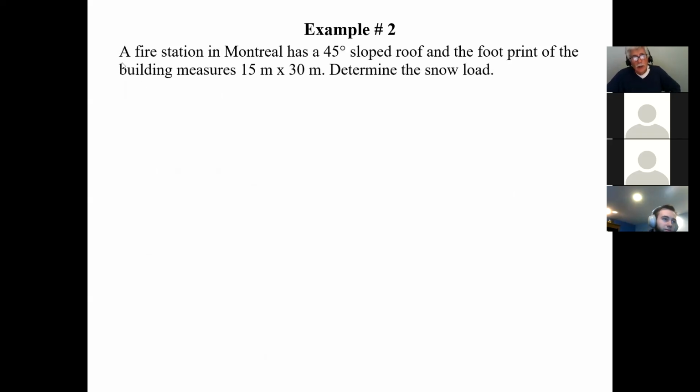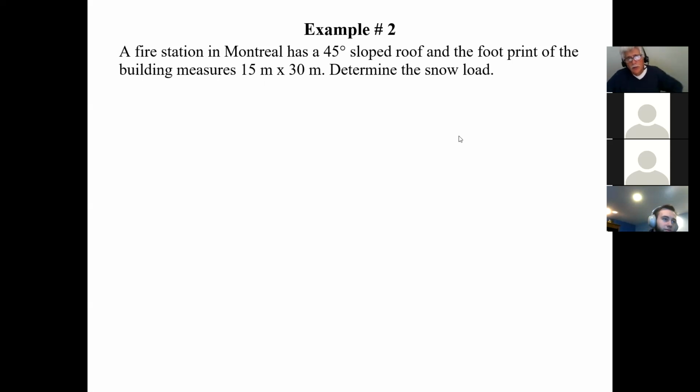I try to bring in some examples so we can apply all the different concepts. Now, a fire station in Montreal has a 45-degree slope roof, and the footprint of the building measures 15 by 30. Determine the snow load. So we're going to be in Montreal. The architect decided to put a nice pitched roof on this fire station, I guess for architectural reasons, and this is the size of the building.